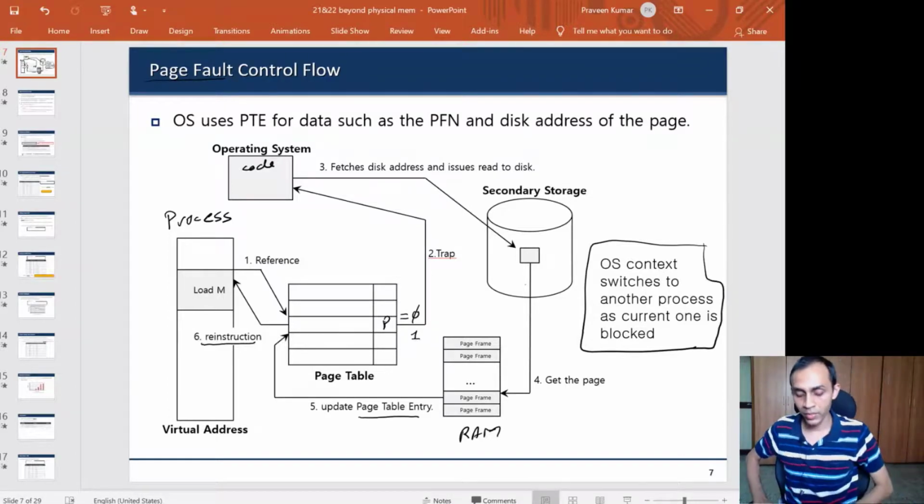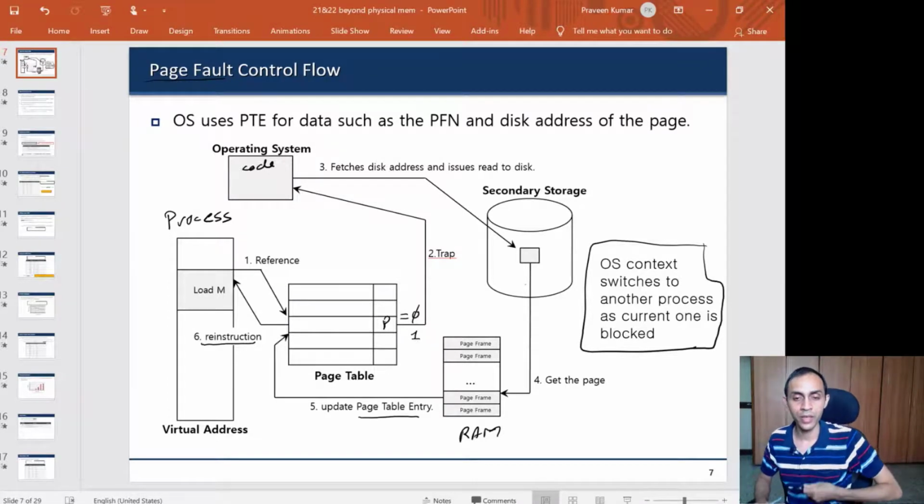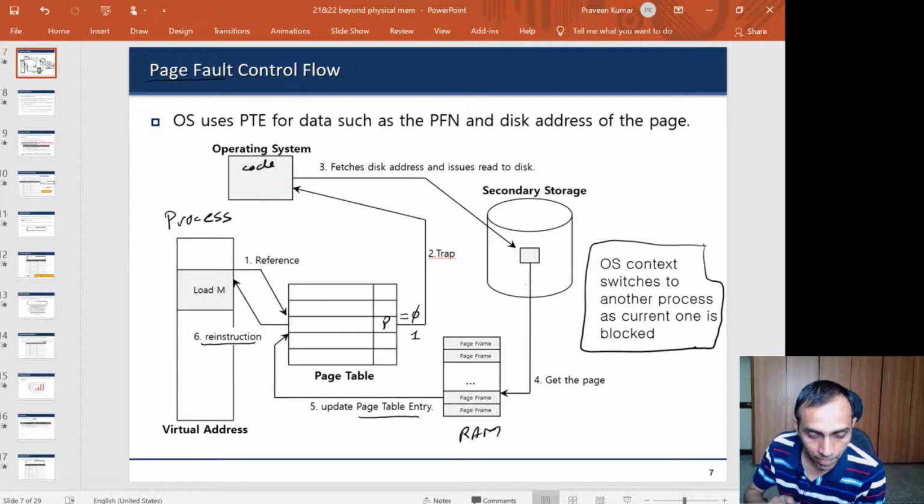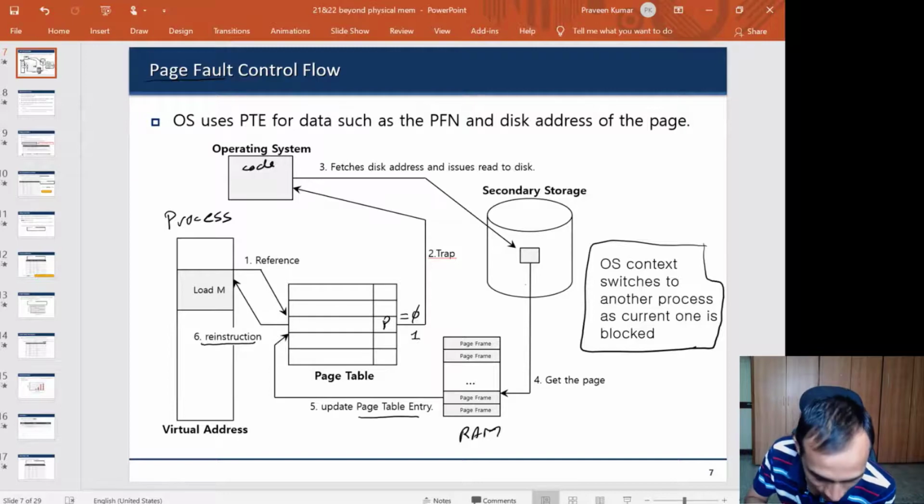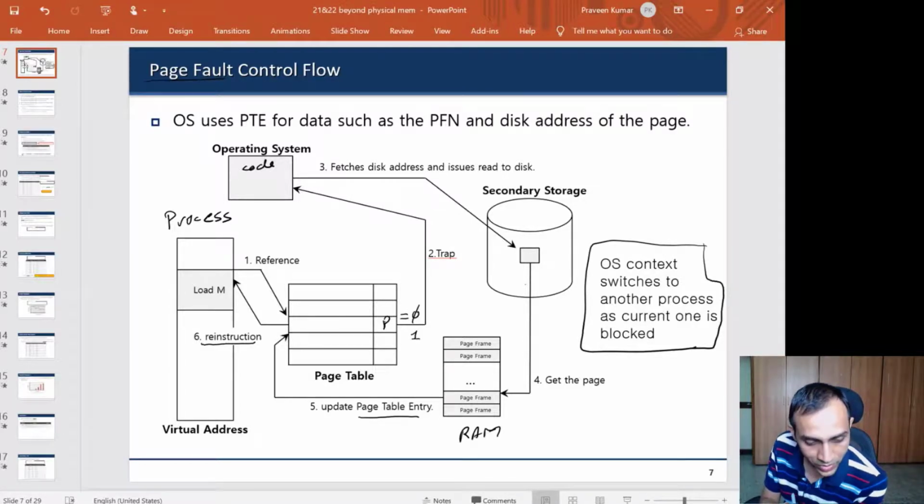OS will context switch to another process and will block the current process. Why? This is an IO type of operation. Yeah, this is an IO operation. The disk, any operation reading from disk takes some milliseconds at least, which is very large as compared to nanoseconds of the operations of memory fetch or register operation. So there is no point waiting for that much time for the process. Better block this process and context switch give another process a chance.